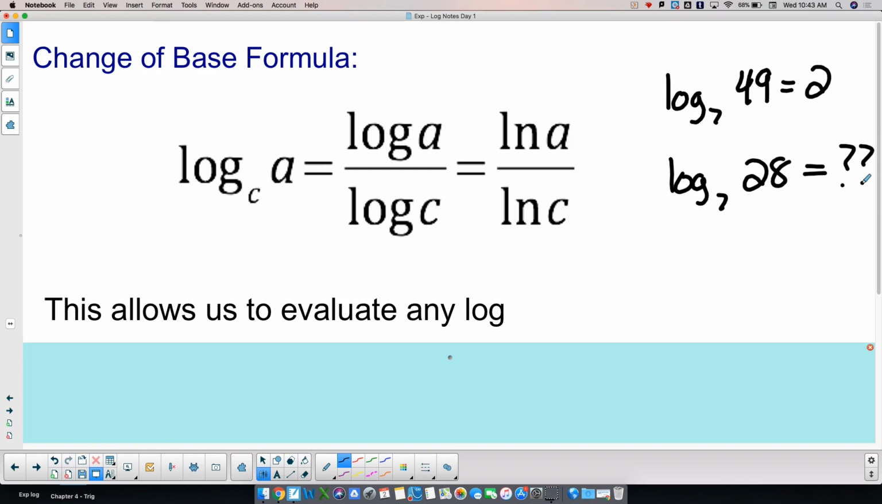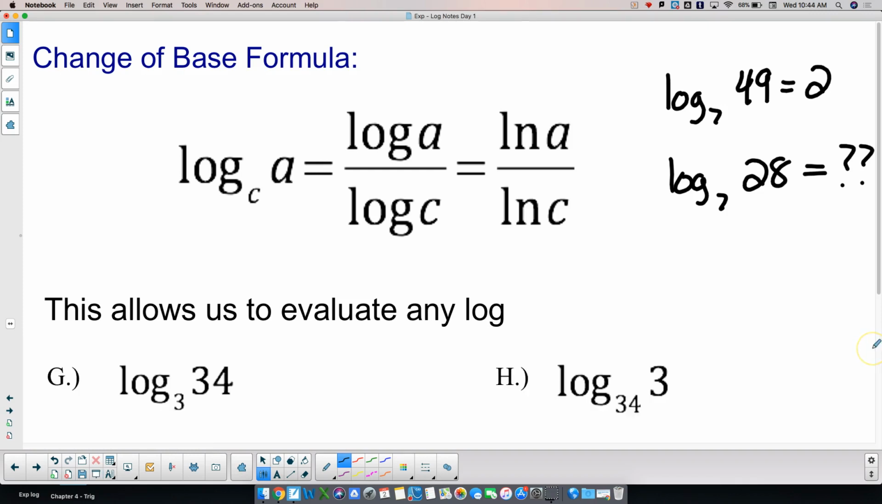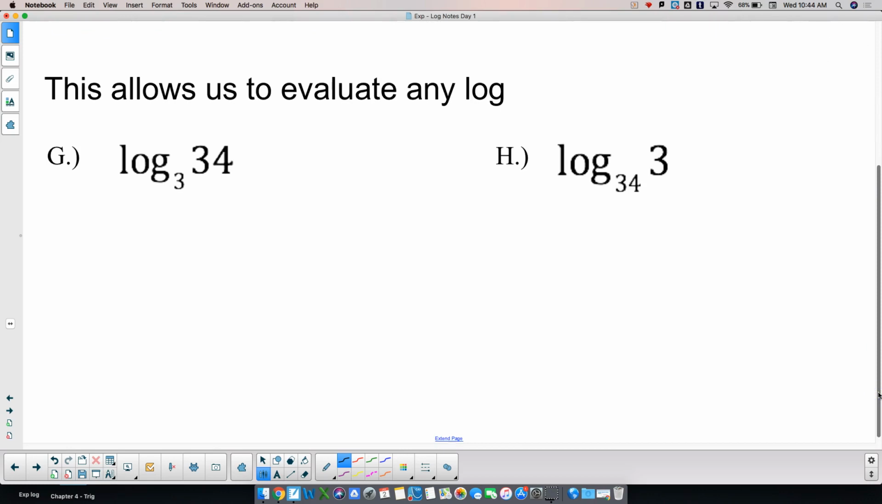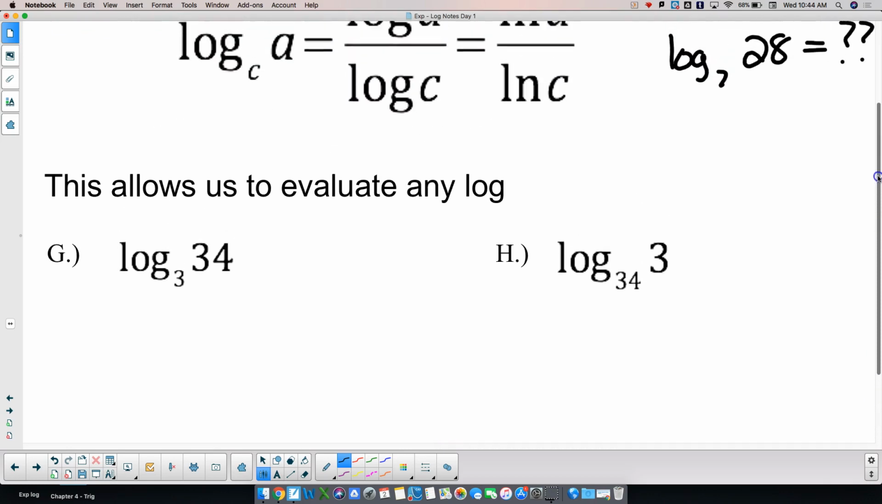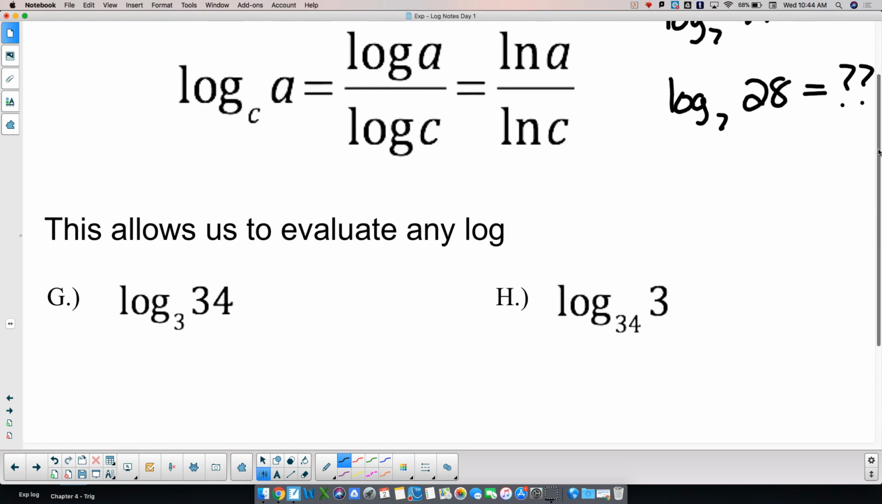So what I'd like to do now is evaluate using your scientific calculator. If you have one, get one out. I want to know what log base 3 of 34 is. I know that it's bigger than 3 because 3 to the 3rd power is 27 and 3 to the 4th power is 81. So since 34 is between 27 and 81, log base 3 of 34 has to be between 3 and 4.